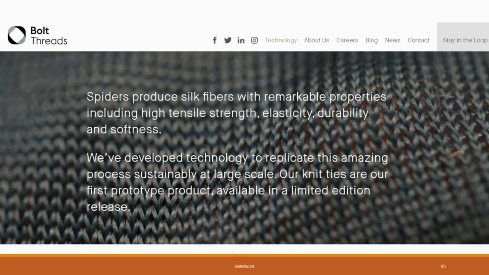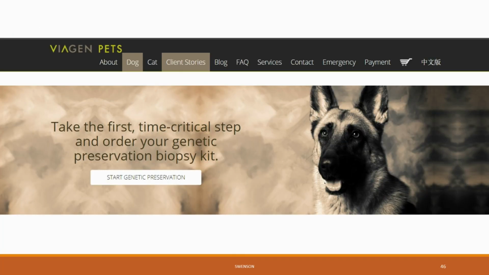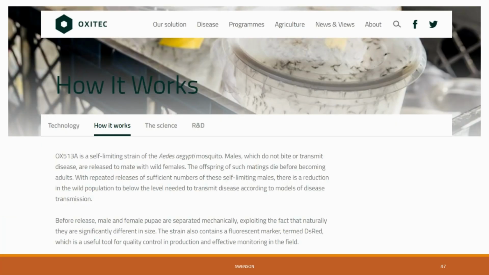We now can make silk fibers in the lab, and people can clone their pets. And now we have ways to engineer what they call gene drives, which are genes that lead to essentially destruction of the offspring, being applied in mosquitoes. These are already in the testing phase out in the field.